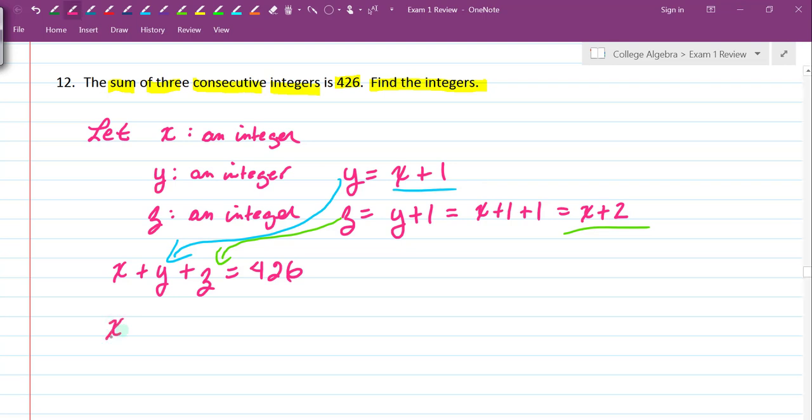So we have x plus y, which is x plus 1, plus z, and z is x plus 2, and that has to equal 426. Now we're going to combine like terms. So we have x plus x plus x, so we end up with 3x. And we have 1 plus 2, so that's plus 3, equal to 426.